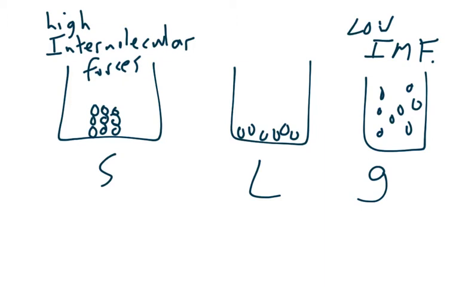So matter, as we said earlier, is anything that has mass and occupies space. And in chemistry, we're going to focus on the three states: solid, liquid, gas. We really don't work with anything in the plasma state in chemistry. So we're going to focus on those three.